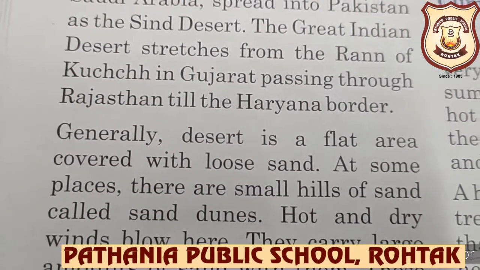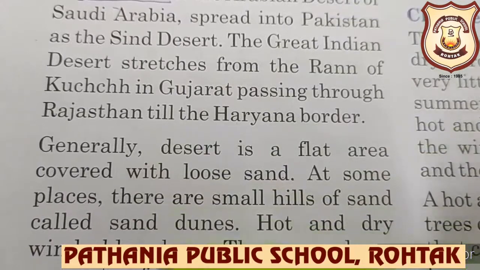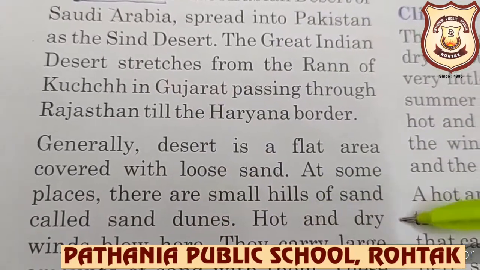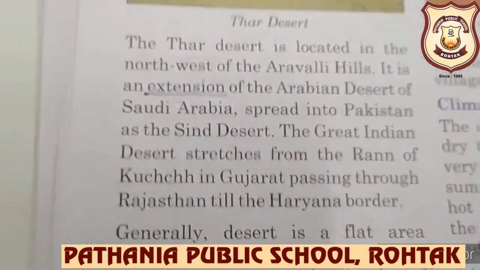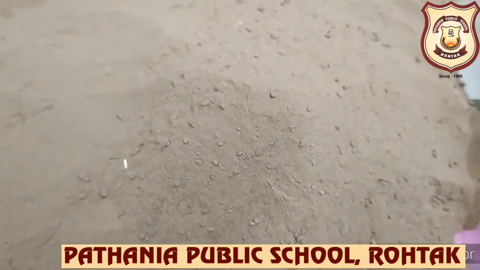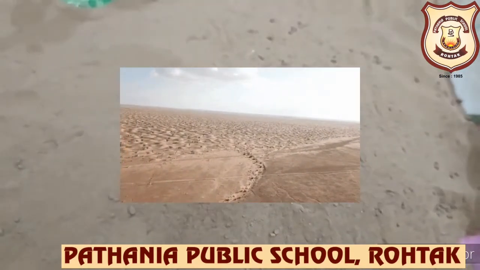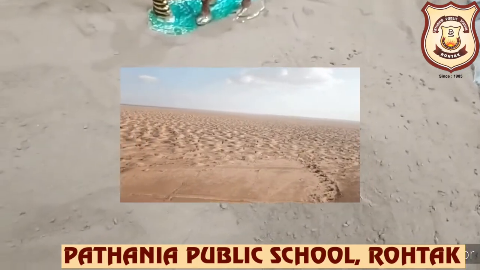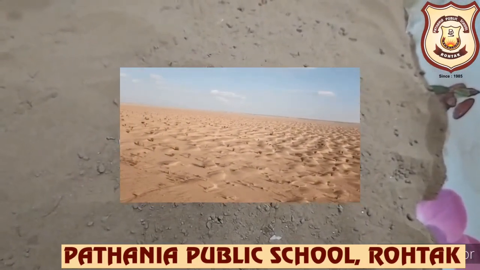Generally, desert is a flat area covered with loose sand. At some places, there are small hills of sand called sand dunes. As I showed you in the model also, you can see again. So here sand dune. Okay. So this is sand dune, low hill of sand.